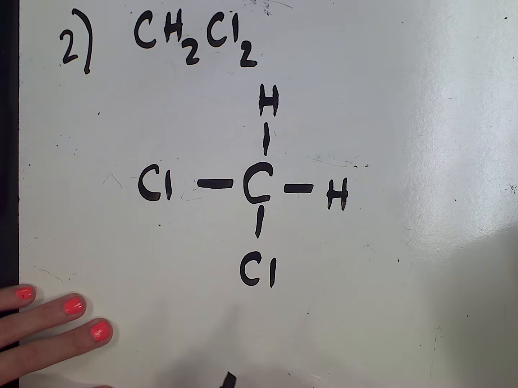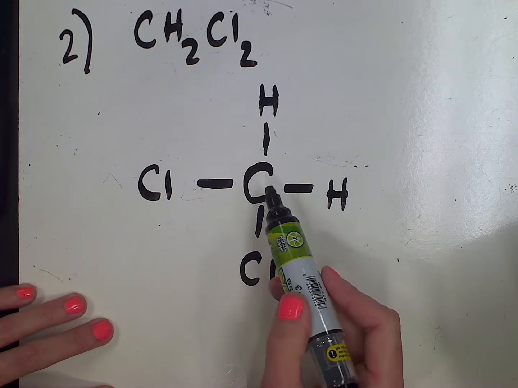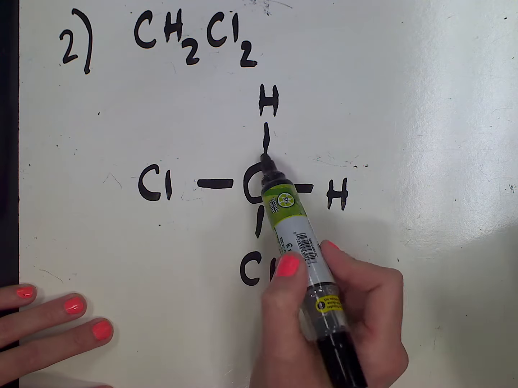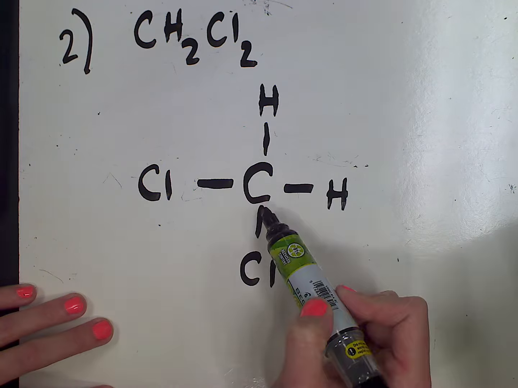And now my next step is to write in any valence electrons I have left over. Carbon has 4 valence electrons, but if you take a note, there are 4 bonds being made to carbon. So that means all of carbon's 4 electrons are participating in bonds right now. So it's good to go.